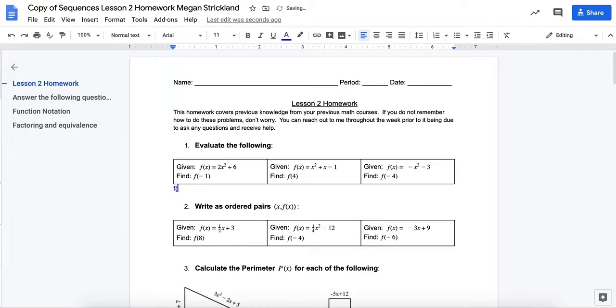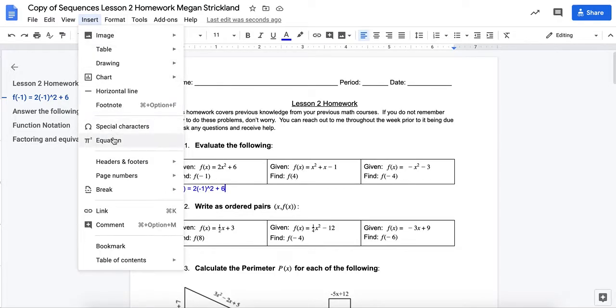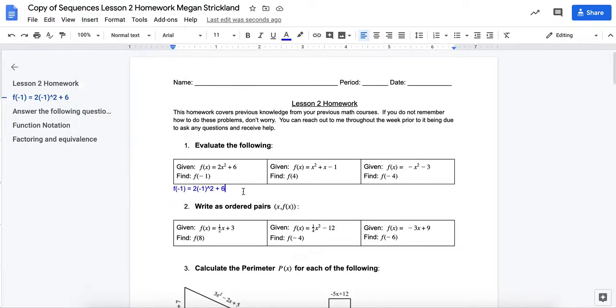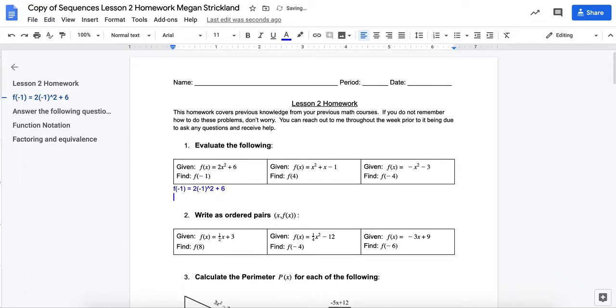So I have f of -1 is equal to 2, and then instead of having that x, I'm going to have -1, and I'm going to just use this caret button, squared plus 6. Now, if you wanted to, you could click Insert Equation and plug this into your equation. But I know that a lot of us are really busy, and if you write it just like this, I'll know exactly what you're doing. So you can just use the caret button too.